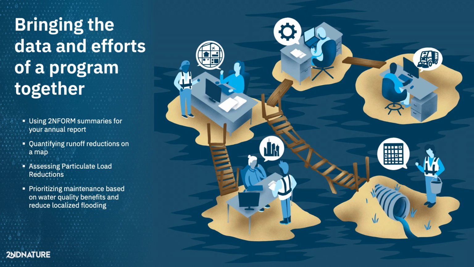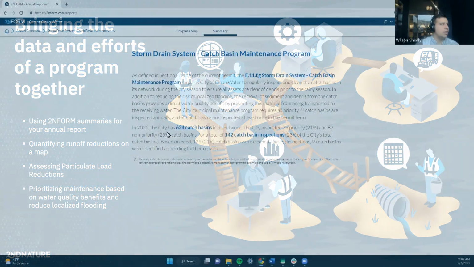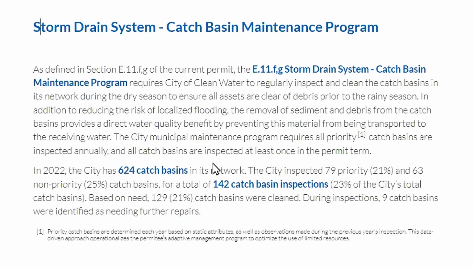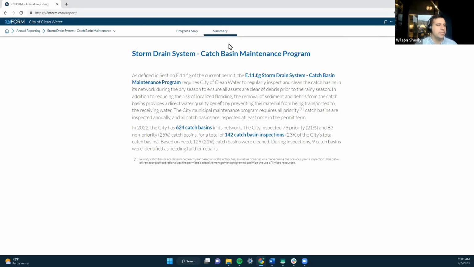Yeah, thanks, Chris. So the first thing that we're going to be looking at today is one of the ways that 2NFORM is helping some of our customers with our summary rollups. And so what we're able to do in 2NFORM is the platform takes all of your efforts throughout the year and rolls them up into two different views. We have a progress map, which gives you basically just a map of your progress. But this summary view gives you two different key pieces of information.